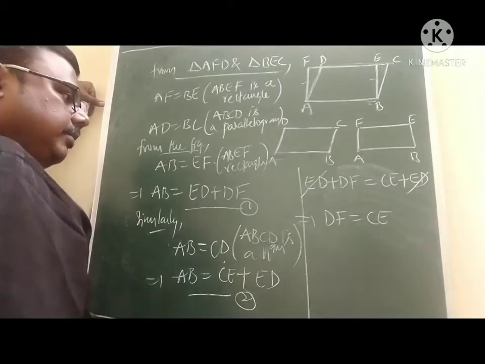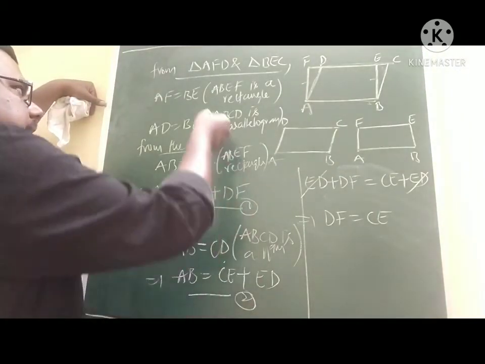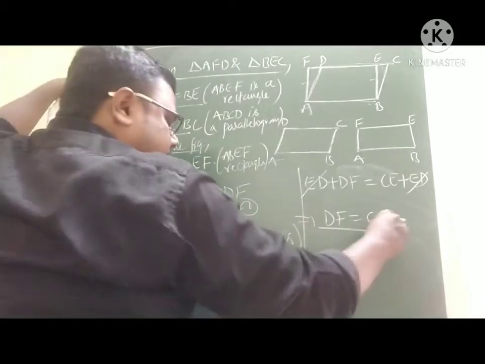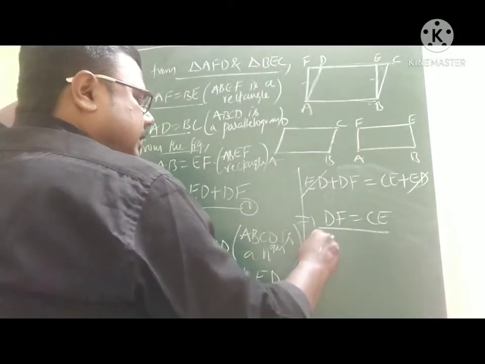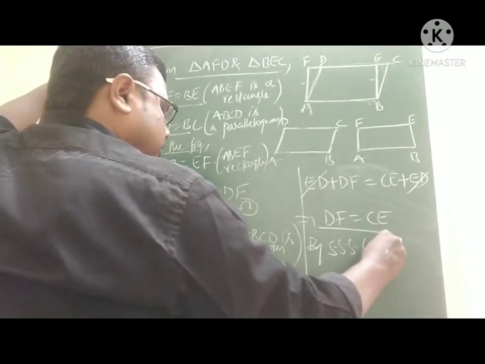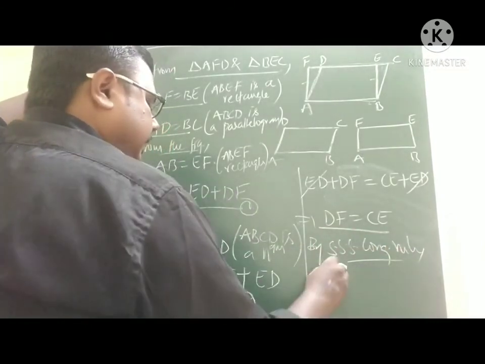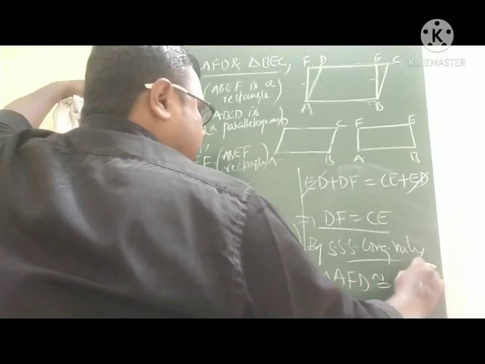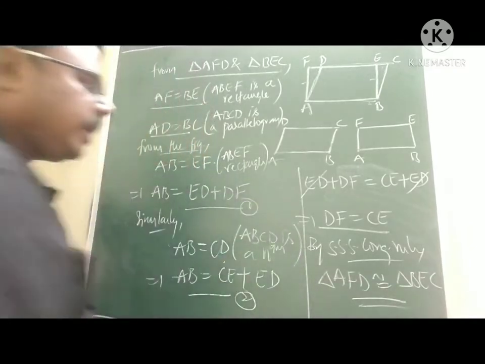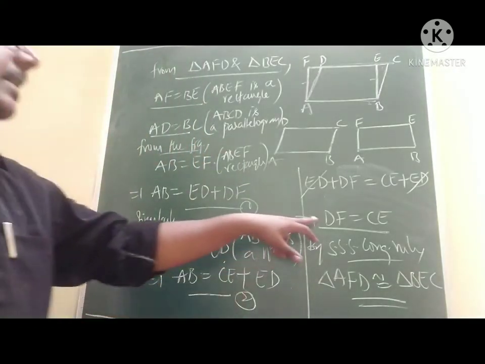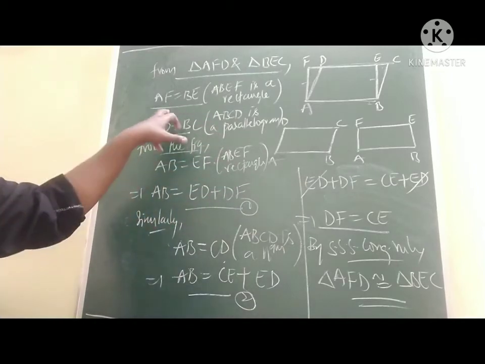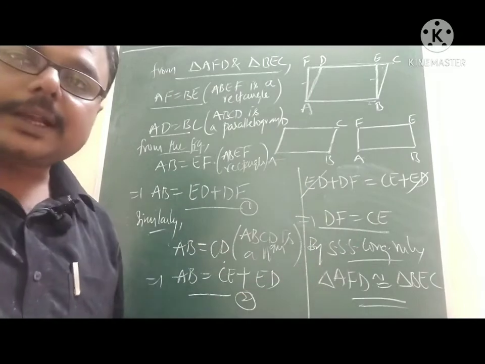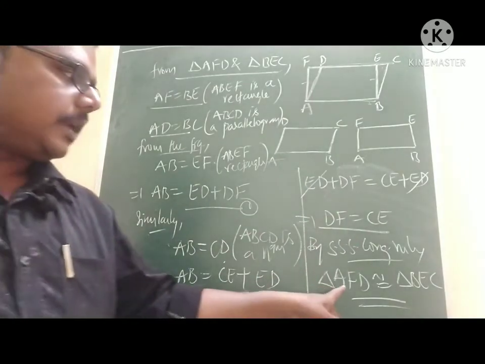So as I drew in the rough diagram, all the three sides in the triangles: AF is equal to BE, AD is equal to BC, and DF is equal to CE. So by SSS congruency rule, we can write that triangle AFD is congruent to triangle BEC. You need to write once again all the three statements from both the triangles. We got AF is equal to BE, AD is equal to BC, and DF is equal to CE. Therefore, by SSS congruency rule, these two triangles are congruent.